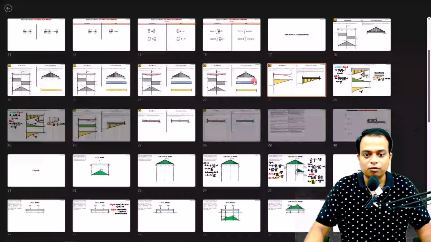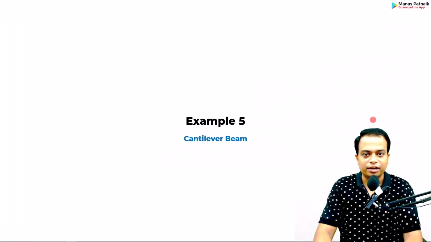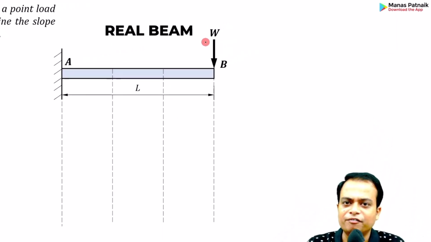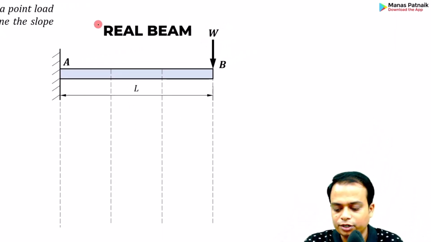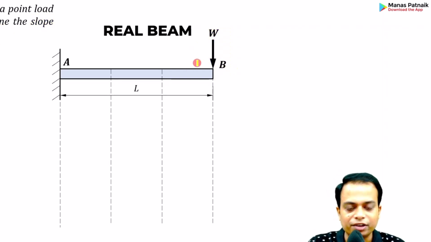Okay, so far so good. Now we can straight away start solving problems based on this. Example number 5, as per our series, cantilever beam. Here we go. First example, a very, very basic case. What you need to determine is the slope and deflection at this free end. Can be done very easily.